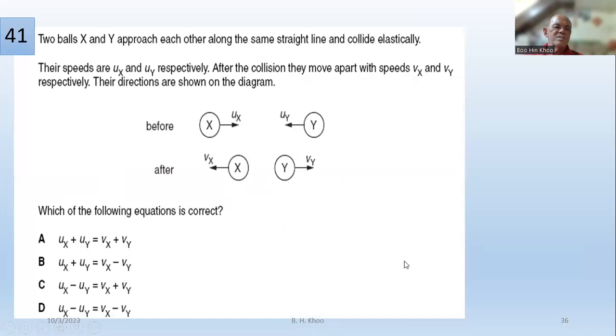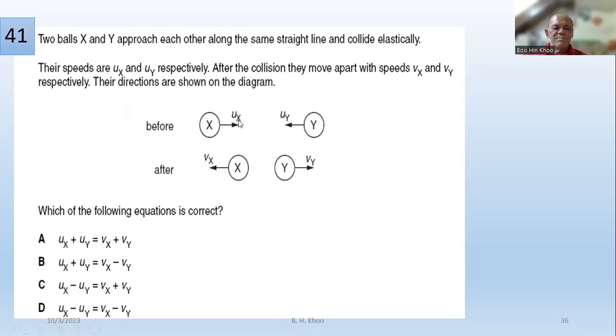Okay, have a go at this one. Two balls, X and Y, approach each other along the same straight line and collide elastically. Remember, it's elastic collision. Their speeds are ux, uy, respectively. After collision, they move apart at speed vx, vy, respectively. Their direction as shown in the diagram. Which of the equation is correct?